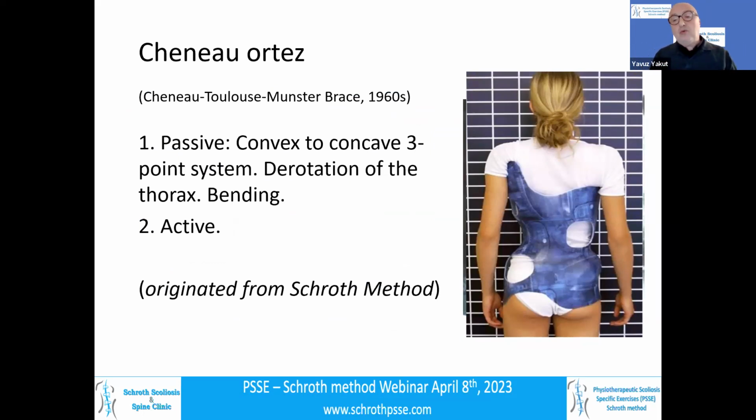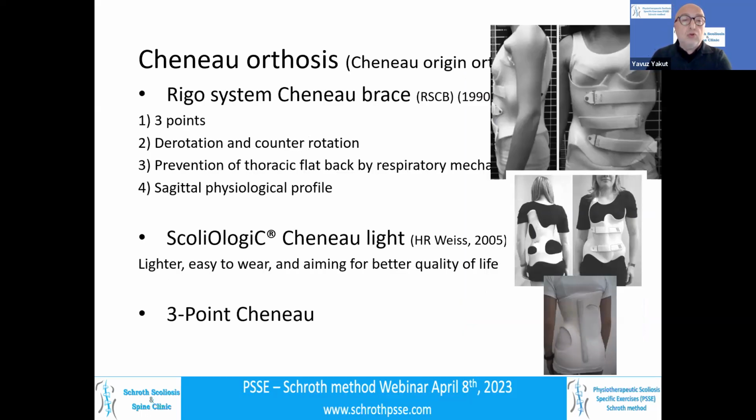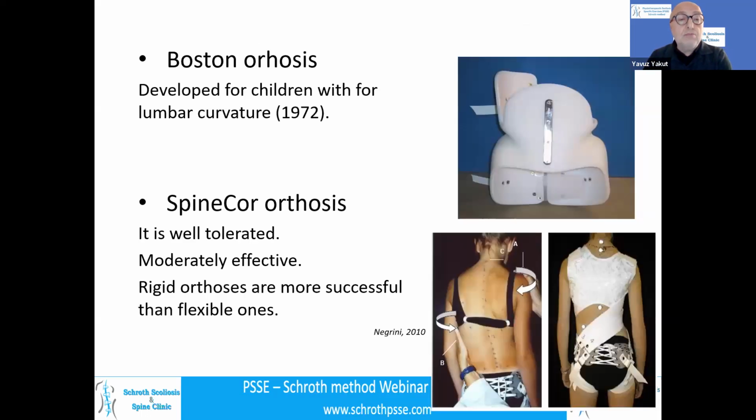It has two main parts, the passive and active correction system. And this system is especially affected directly by the Schroth method. So the principles of the orthosis originate from the Schroth method also. The other one is the Rigo system Chêneau brace, and Scoliologic Chêneau light from Germany. The Rigo system is from, as you know, Barcelona, a 3-point system, and the Boston orthosis.